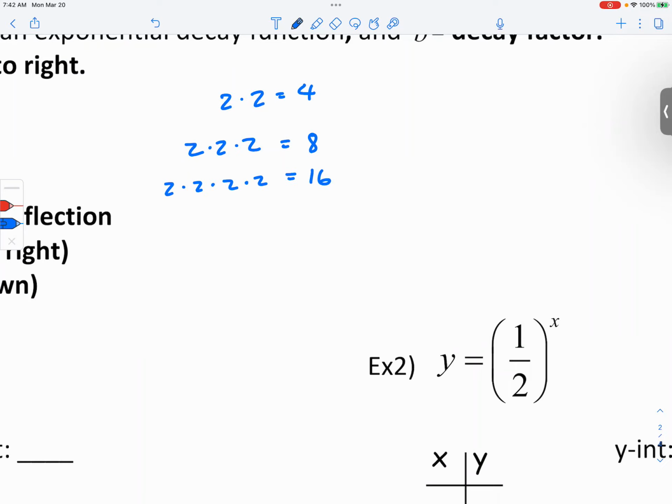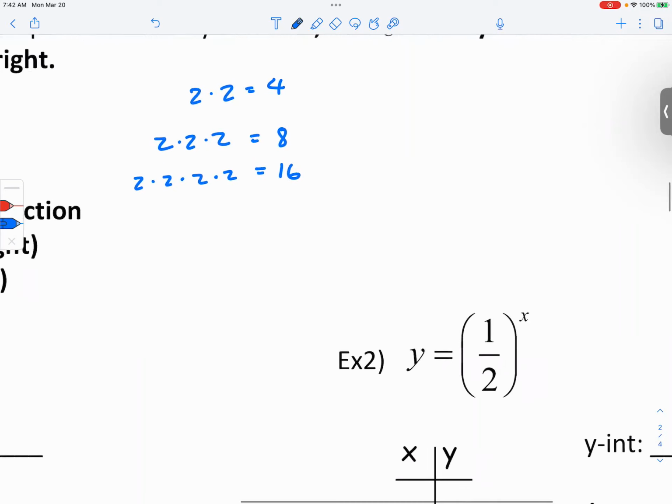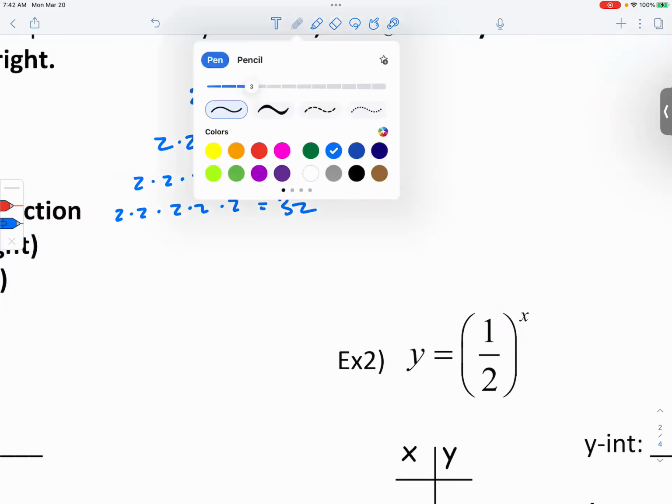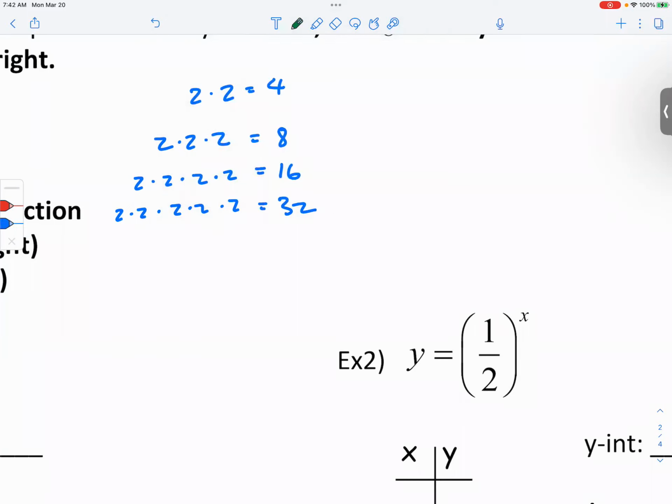Okay, we are multiplying the same number, and it gets bigger and bigger exponentially. And if I multiply 2 one more time, it becomes 32, right? All right, now let me give you a little contrast on the other side here.